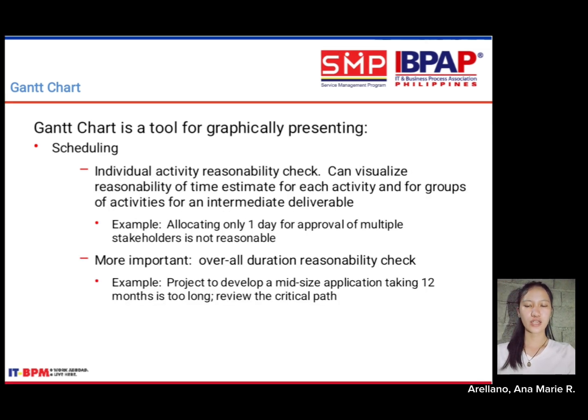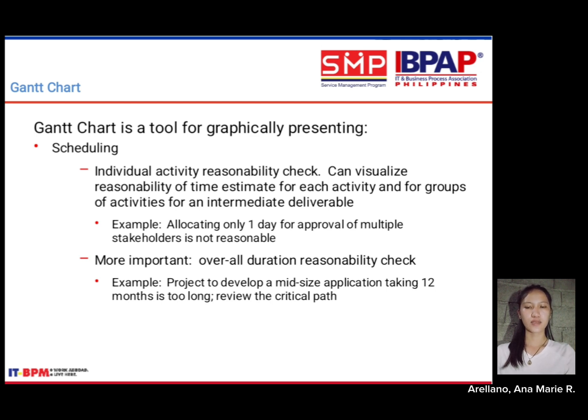Gantt chart duration reasonability checks. Gantt charts enable time estimate validation at two levels. Individual activity checks: visualizing task length helps spot unrealistic timelines. Allocating only one day for approval from multiple stakeholders is likely unfeasible.